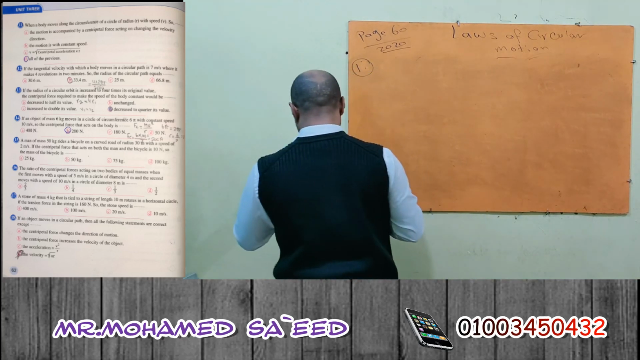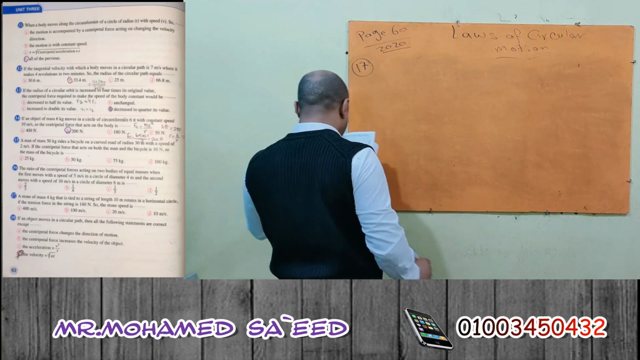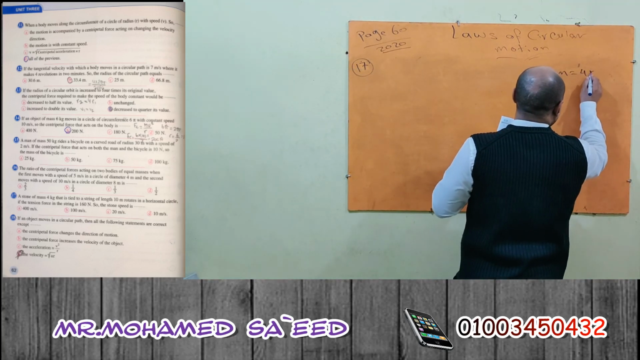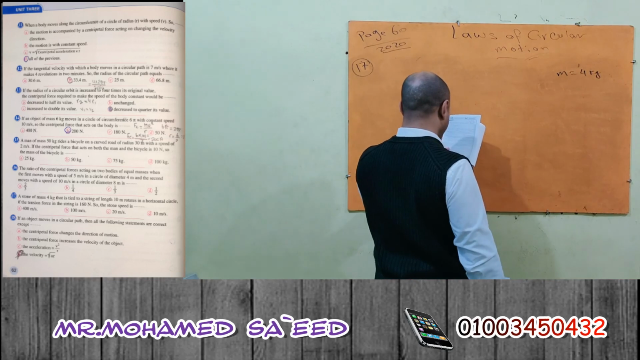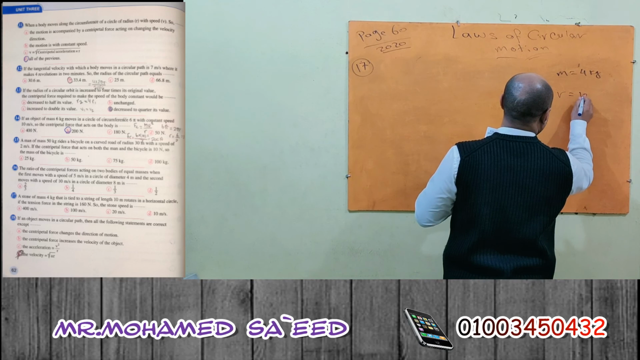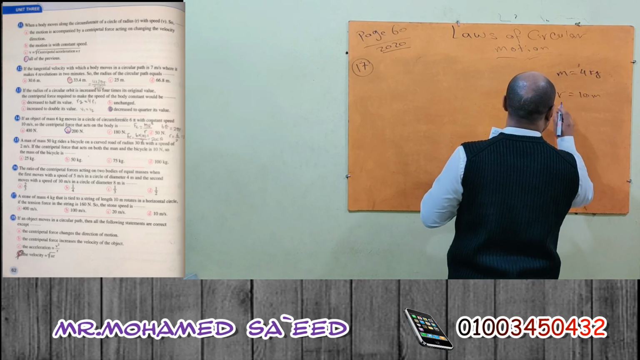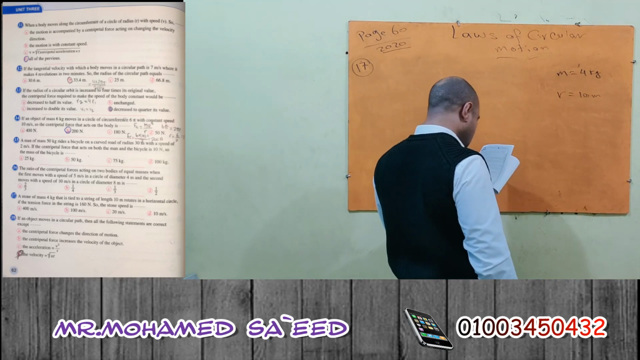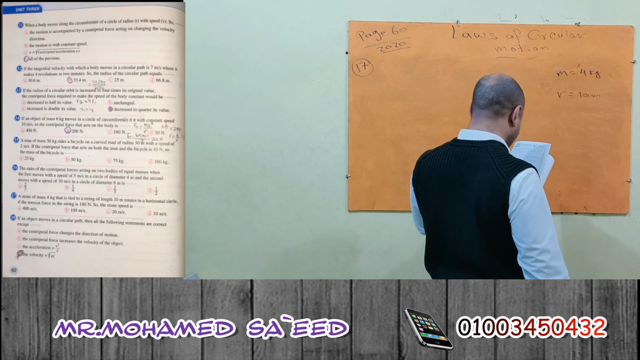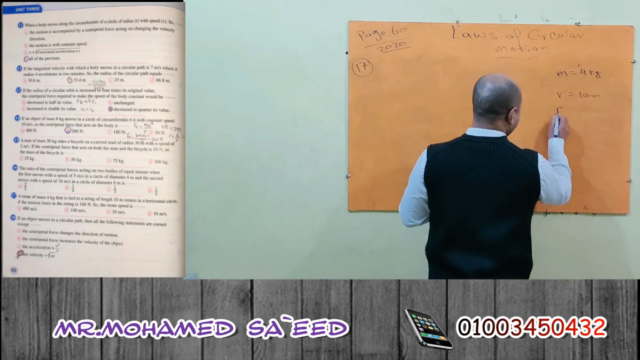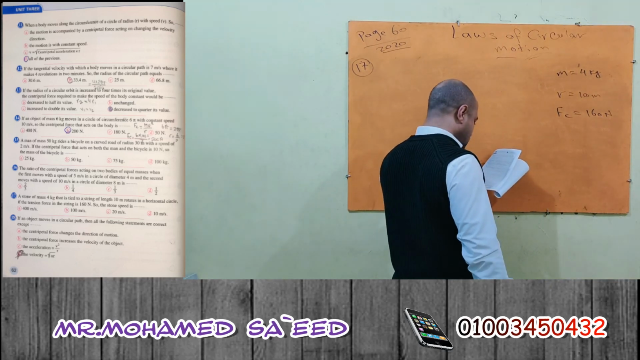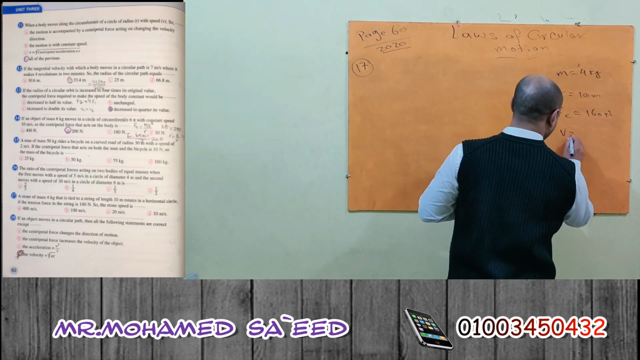17. A stone of mass 4 kilograms is tied to a string of length 10 meters, so radius equals 10 meters, and rotates in a horizontal circle. If the tension force in the string is 160 Newton, FC equals 160 Newton, what is the stone's speed? So V equals what?